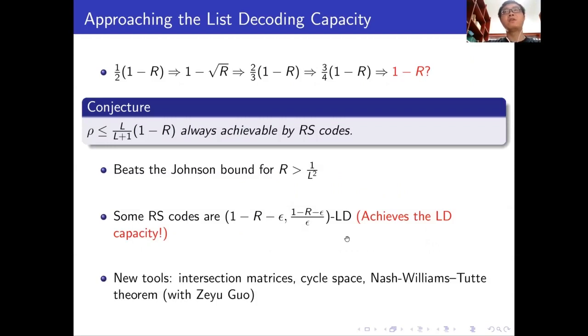To do so, we have introduced a variety of new tools which have not appeared in the study of list decoding previously. This includes the intersection matrices, which is a new notion introduced by ourselves, and the cycle space, which is a notion from graph theory. Moreover, recently, with Jerry Guo, we show that this conjecture is closely related to the Nash-Williams-Tutte theorem. This is a theorem that tells you how to obtain edge-disjoint spanning trees of a given graph.